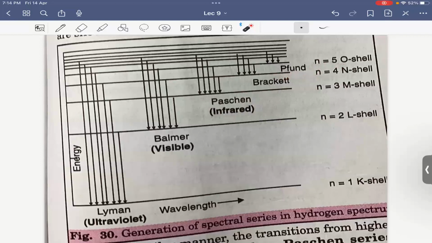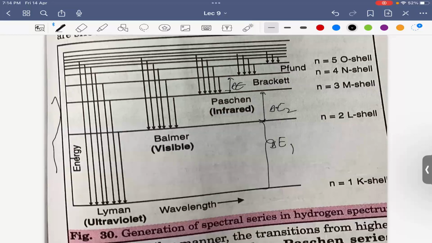One thing you can notice here is the energy gaps. This is the energy gap, let's say delta E1. This is delta E2. This is delta E3. As we go from lower energy to higher energy, the energy gap is decreasing. This is not just for the pictorial representation. It is actually a fact that as we go from lower energy to higher energy, the gaps in the energy levels decrease, and that we are going to study further.